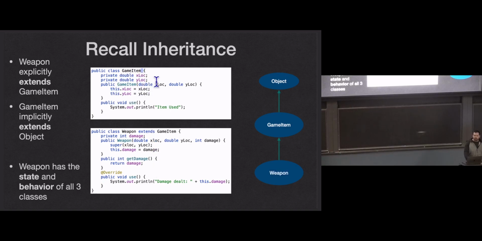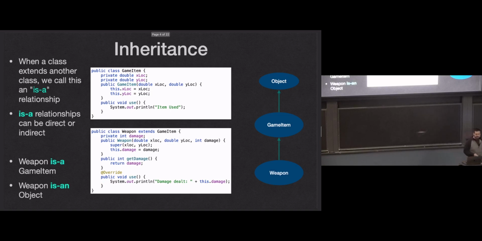And game item doesn't explicitly extend any class, which means it implicitly extends object. So game item, or any class that doesn't say extends whatever, always extends the object class. So by definition, or by extension, I guess, every type in Java, either directly or indirectly, extends the object class. Weapon indirectly extends the object class. So weapon does get all the state and behavior from object, but it gets it indirectly through the game item class. We call this an ISA relationship.